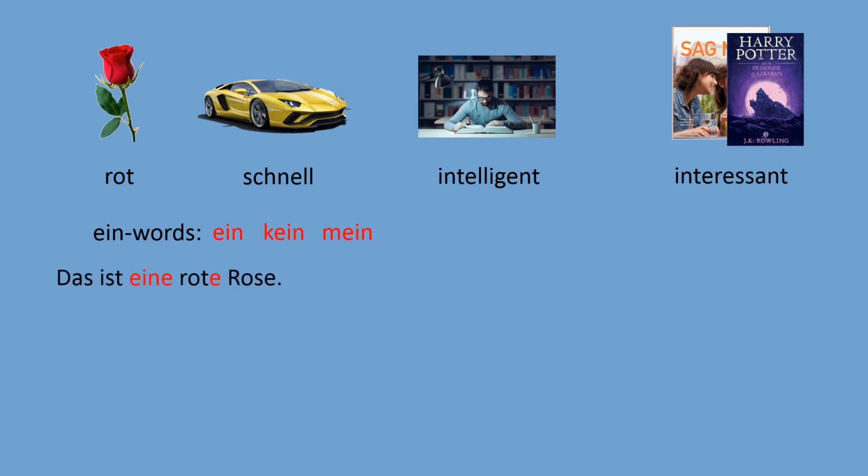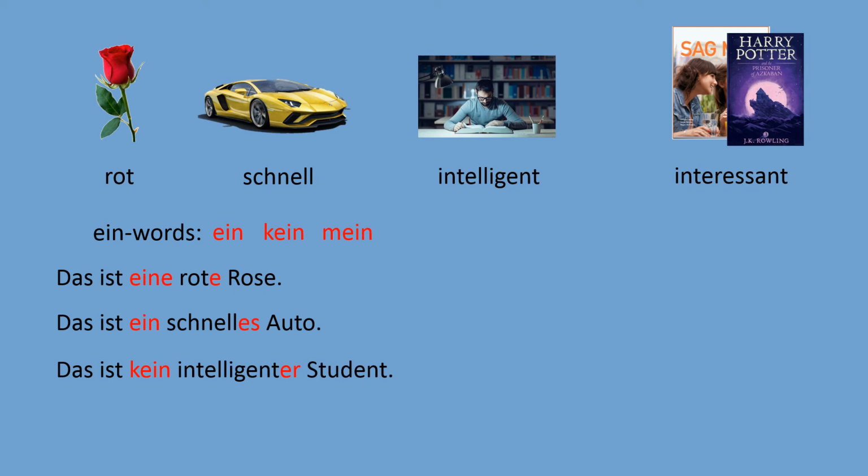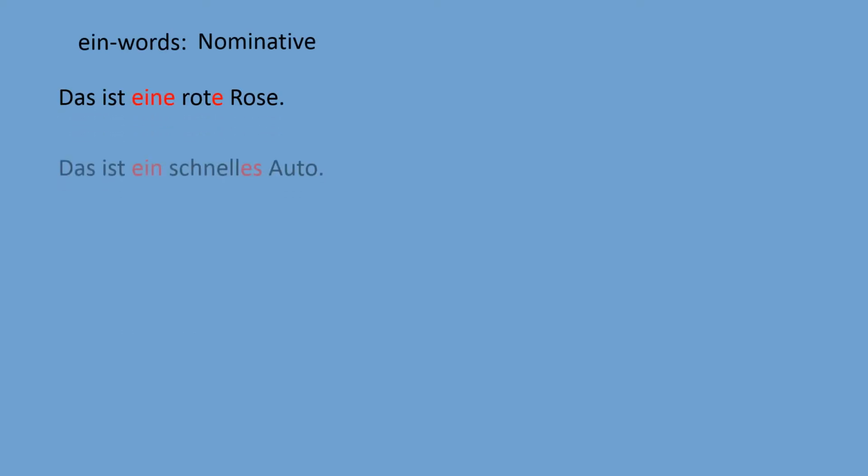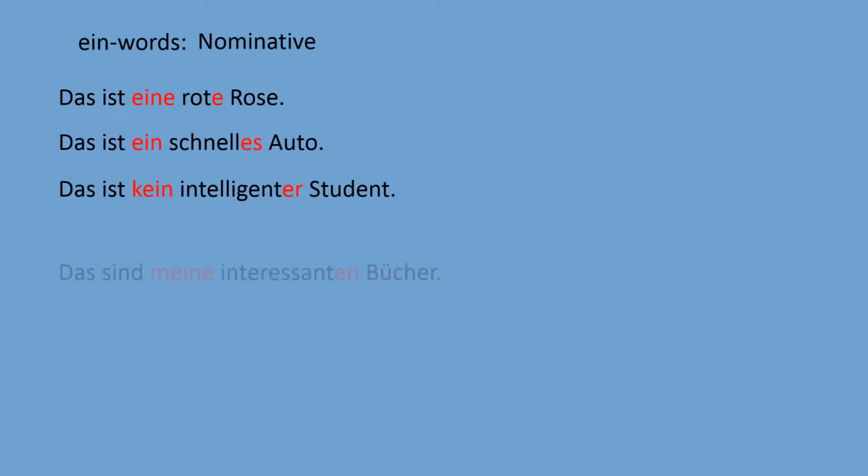Okay, so let's create a couple of sentences. Das ist eine rote Rose. This is a red rose. Das ist ein schnelles Auto. So this is a fast car. Das ist kein intelligenter Student. This is not a smart student. Und das sind meine interessanten Bücher. So those are my interesting books. Again, we use all nouns in the sentences in the nominative case.